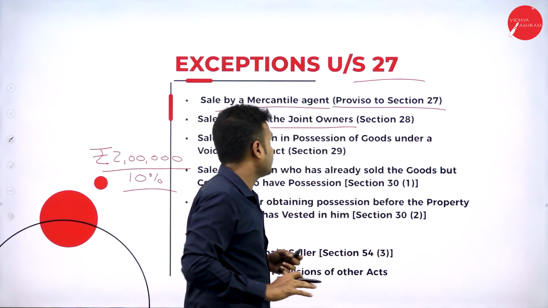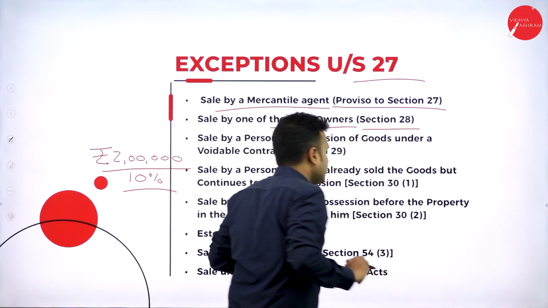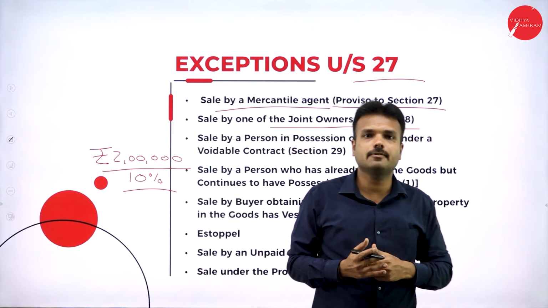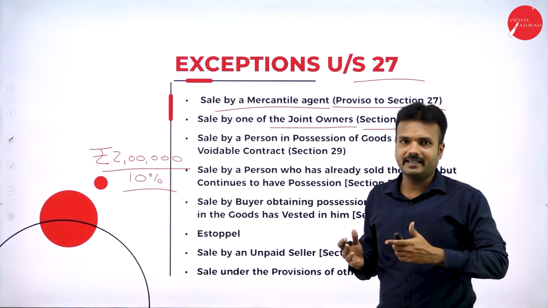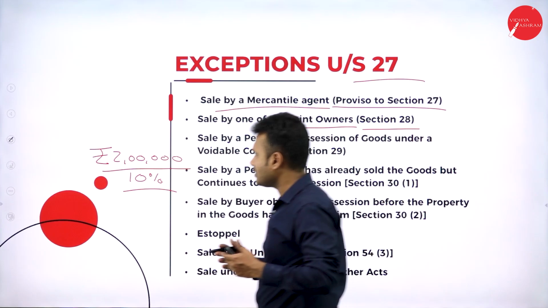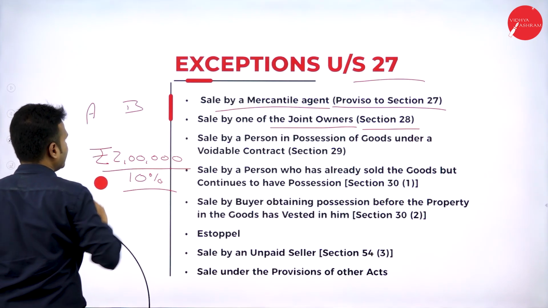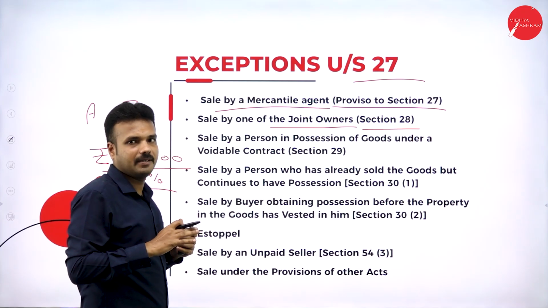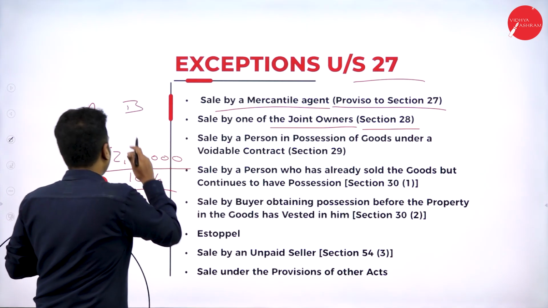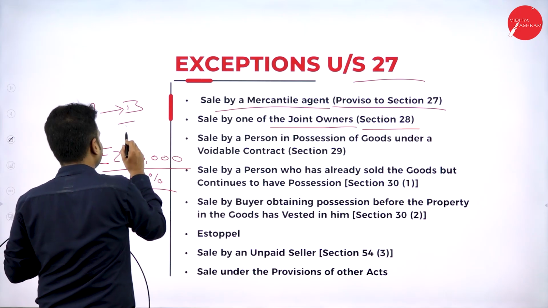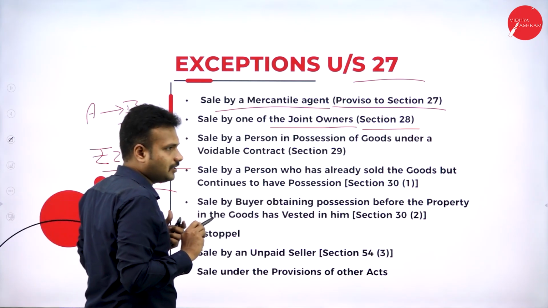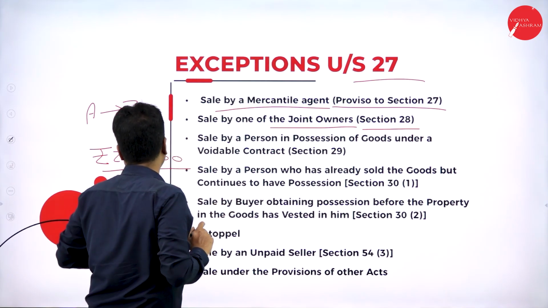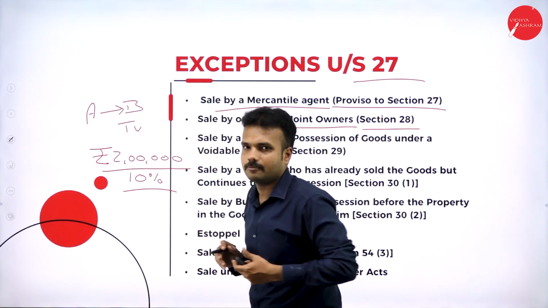Very, very important. According to Section 28, we may see a number of people who purchase a product jointly. For example, there are two persons, Mr. A and Mr. B. It is the time of IPL, and they want to watch IPL every day, so they purchased a television jointly. It is joint ownership. Let me consider the worth of the television is 50,000 rupees.